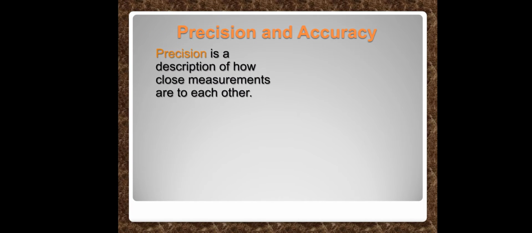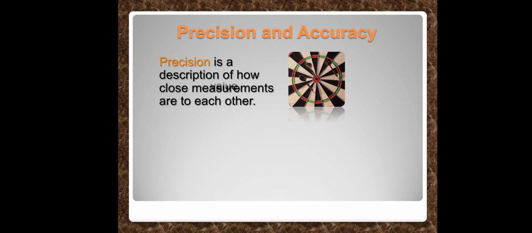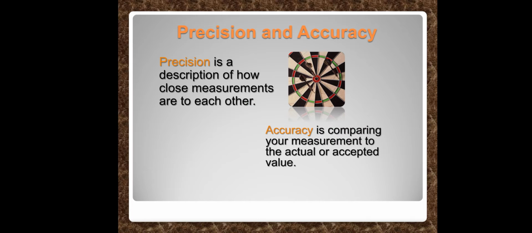Precision and accuracy. Precision is a description of how close measurements are to each other. Accuracy is comparing your measurement to the actual or accepted value.